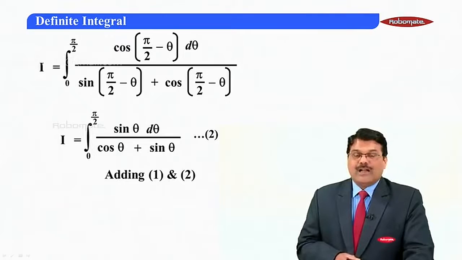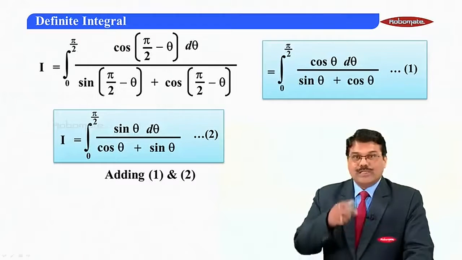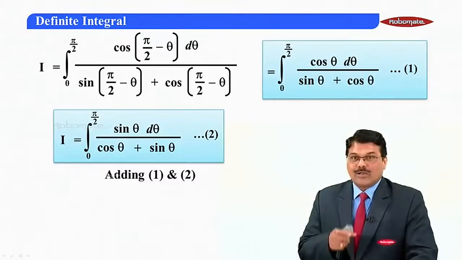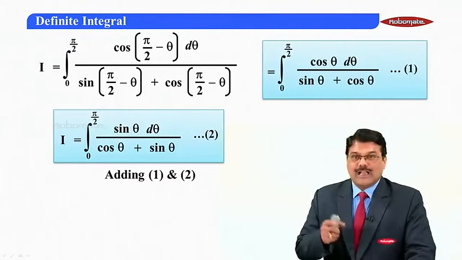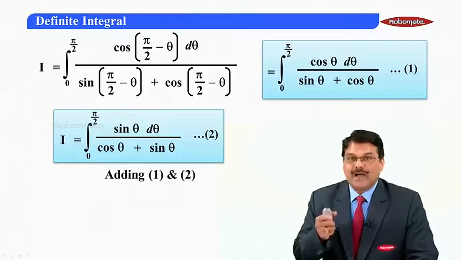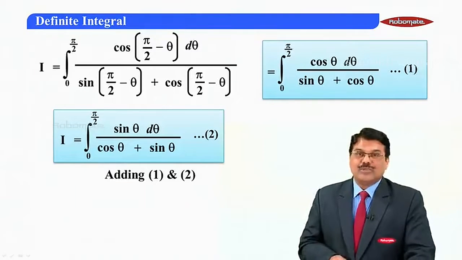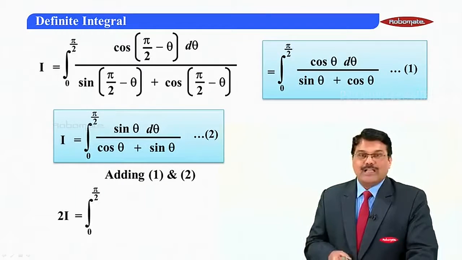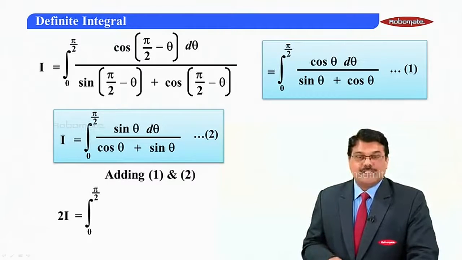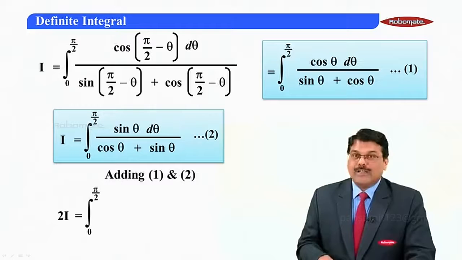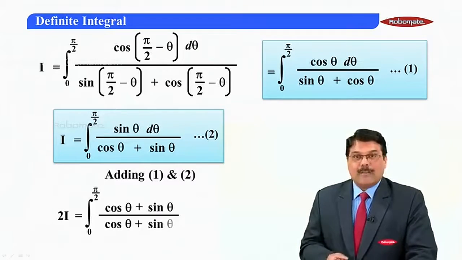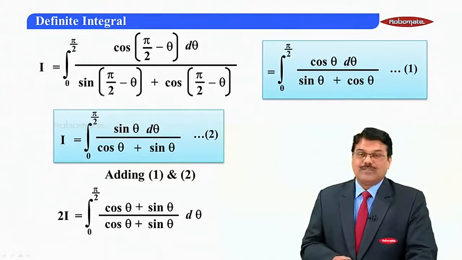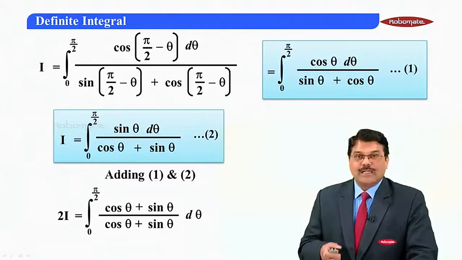Now here I'm adding the expression 1 and 2. Is it your expression 1? That is on the corner, that is cos theta upon sine theta plus cos theta. And here expression 2, sine theta upon cos theta plus sine theta. So look at that. Adding 1 and 2, I'll get on the left hand side 2I. Integration goes from 0 to pi by 2. It is common from both the integrals. So taking common integral, that is cos theta plus sine theta upon cos theta plus sine theta with respect to d theta.